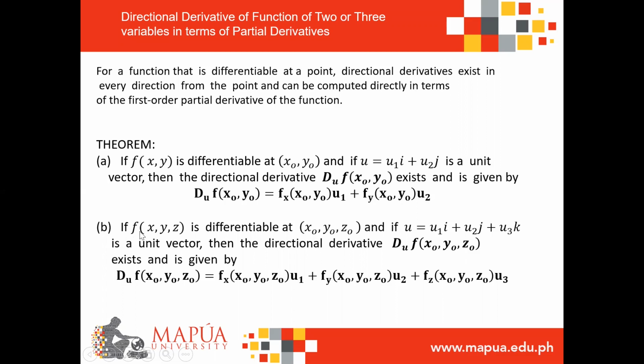Then we have theorem B. If f of x, y, z is differentiable at the given point x sub 0, y sub 0, z sub 0, and if u equals u1 i plus u2 j plus u sub 3 k is a unit vector, then the directional derivative in this notation exists and is given by the formula: the partial derivative of the given function f evaluated at x sub 0, y sub 0, z sub 0 with respect to x times u1, plus the partial derivative with respect to y evaluated at x sub 0, y sub 0, z sub 0 times u sub 2, plus the partial derivative with respect to z evaluated at x sub 0, y sub 0, z sub 0 times u sub 3.